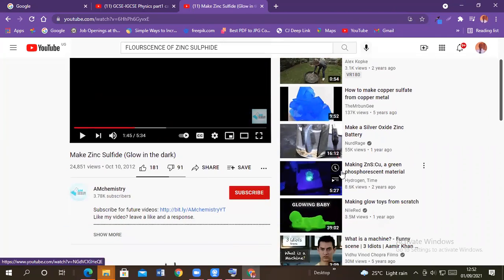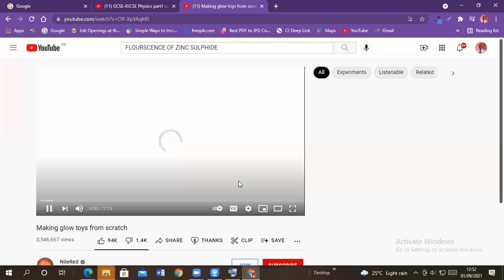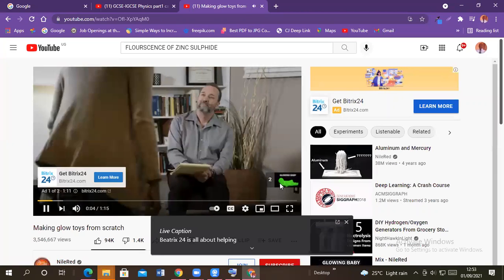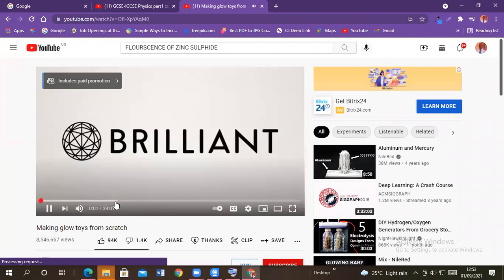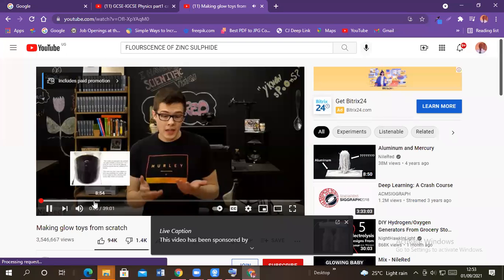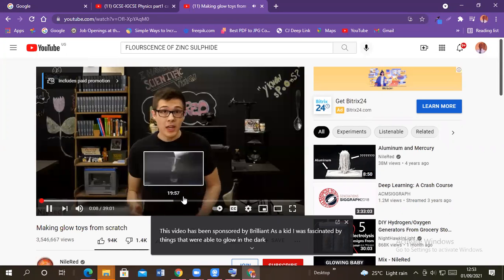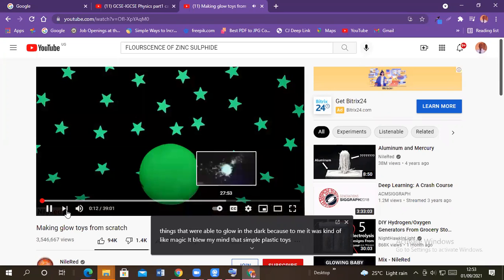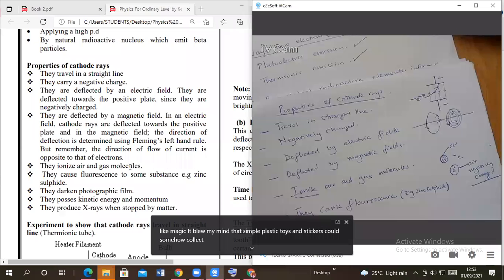I think when I get the right video of how there's fluorescence. But let me just show you this thing here. Now, there are some objects that glow. These objects that glow, they glow because they have zinc sulfide in them.